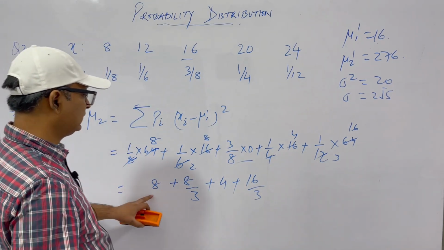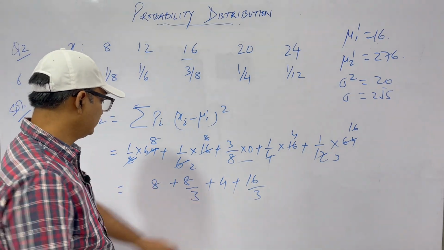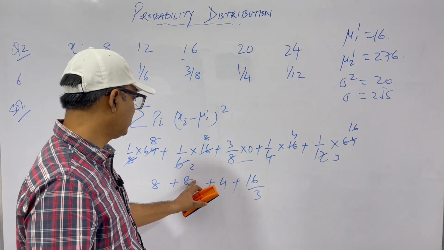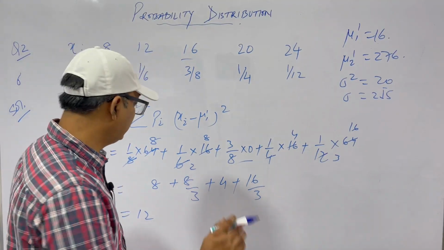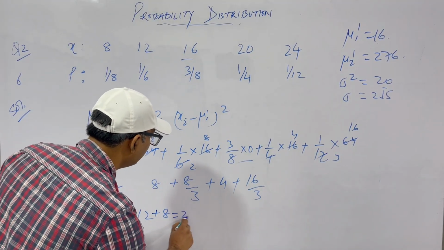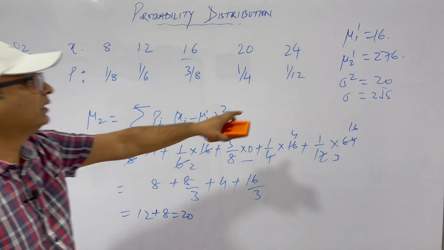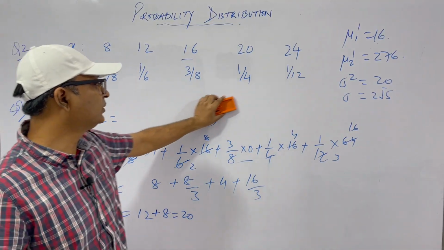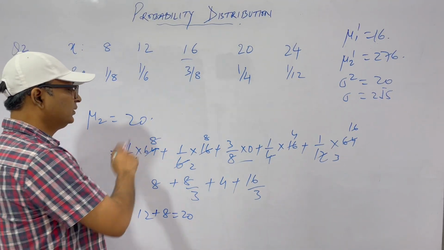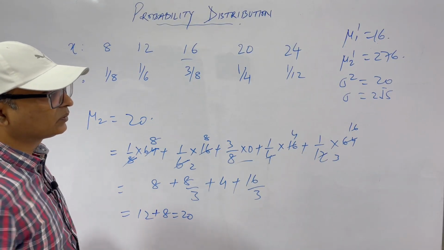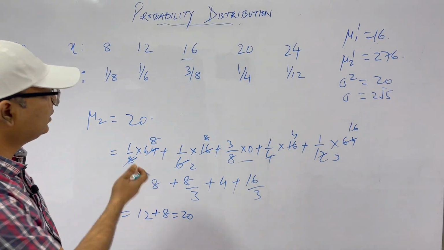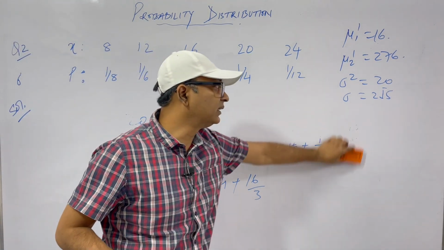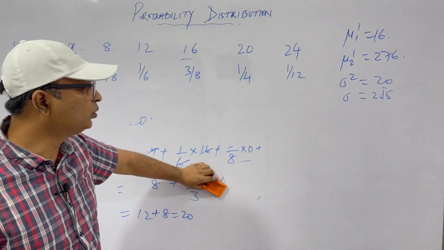Now you can see this is 8 plus 4, 12. This is 8 by 3 plus 16 by 3, so 16 plus 8, 24, 24 by 3 is 8. 12 plus 8, that is 20. So we get mu2 as 20, which is this. We found mu2 as 20 from that equation also. So you can go directly also, instead of getting mu2 dash and then using the formula. Whatever suits you, you can try. So we have got our result. The standard deviation is equal to 2 root 5.